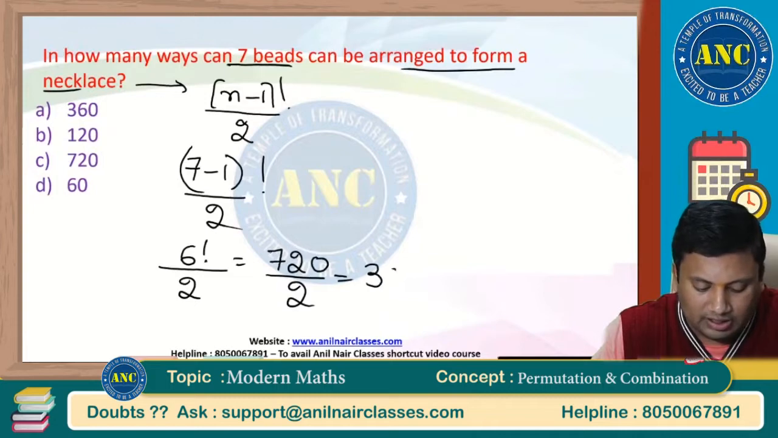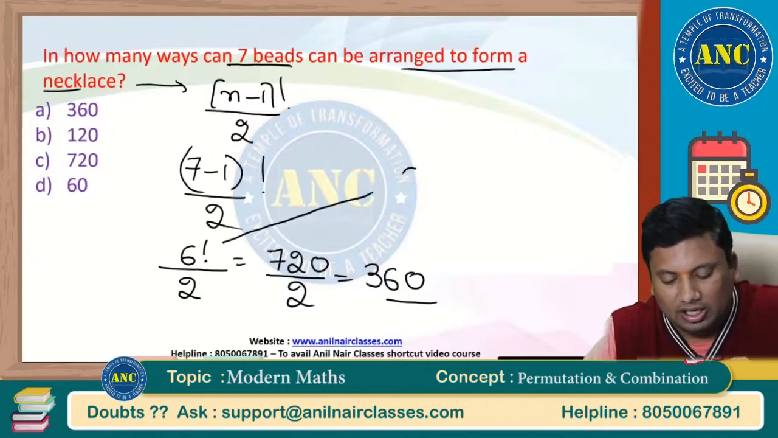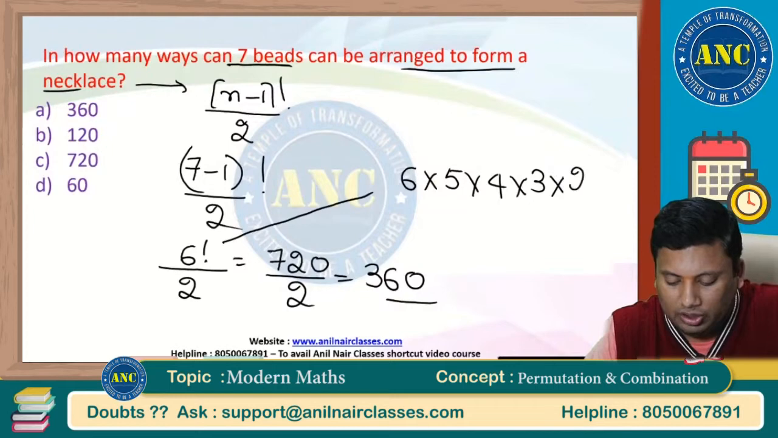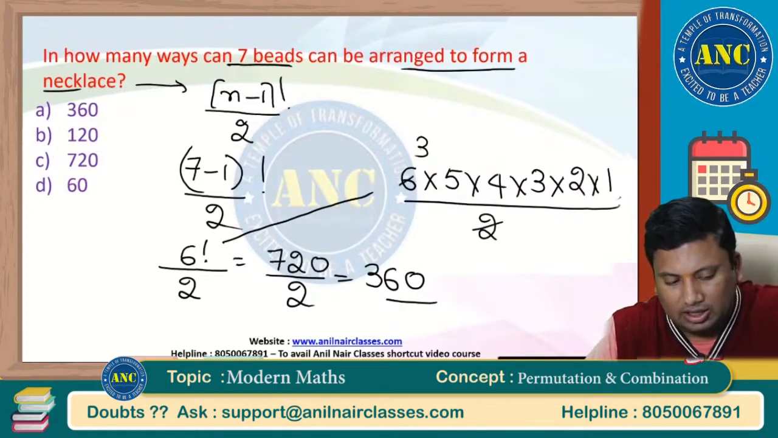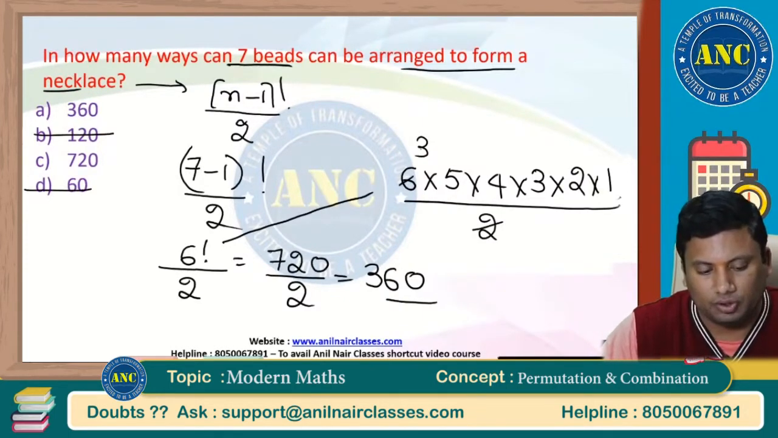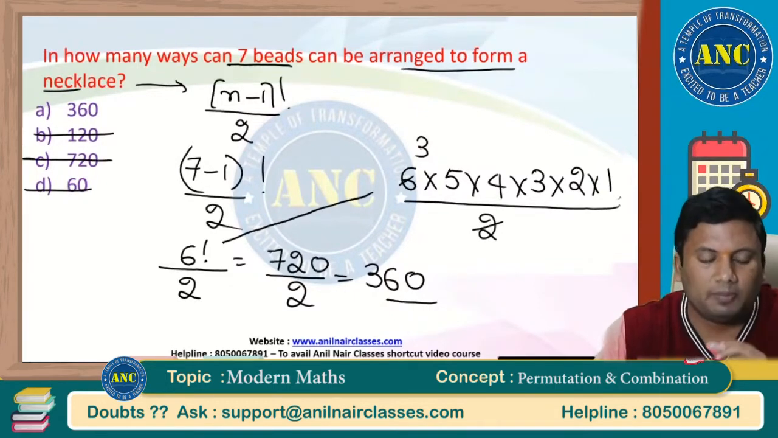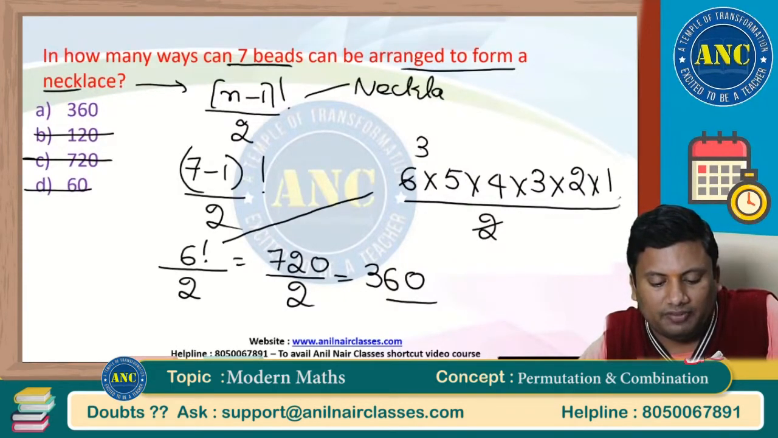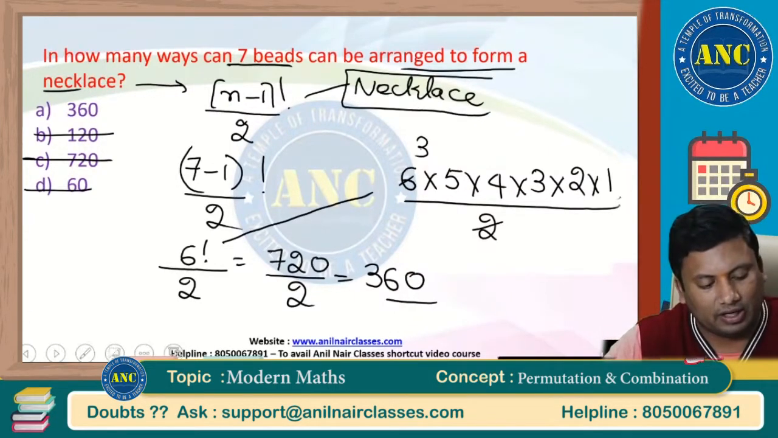720 by 2, answer is nothing but 360. This is nothing but 6 into 5 into 4 into 3 into 2 into 1 divided by 2. Answer digital sum should be 9. So 3 5s are 15, 6 6s are 360. It cannot be 720. In a necklace, why is it n minus 1 factorial by 2? I hope the idea is clear.